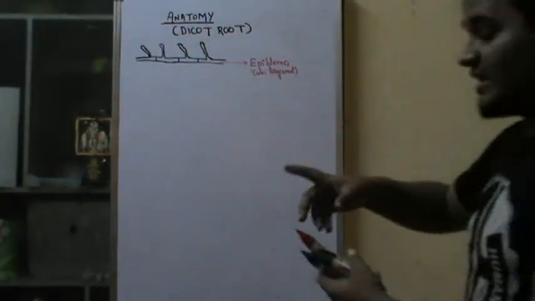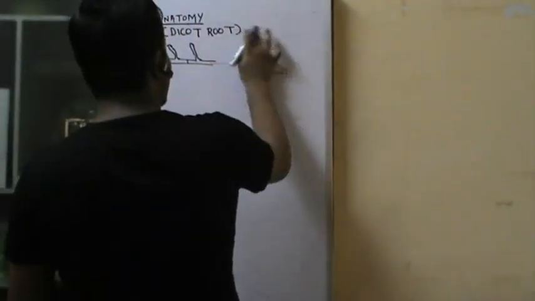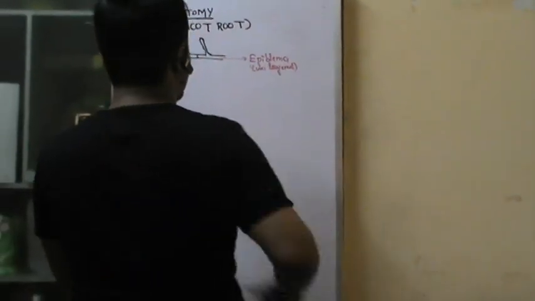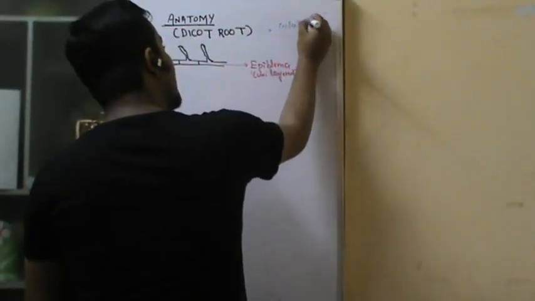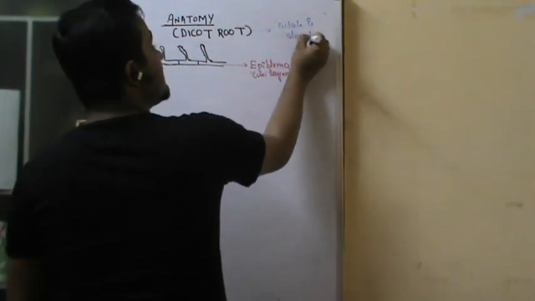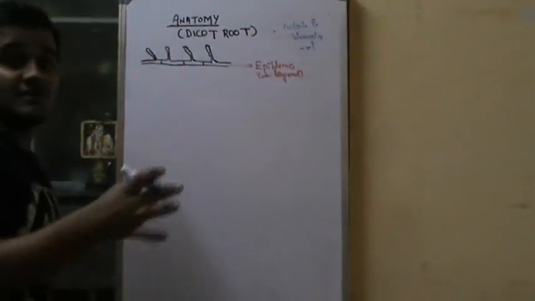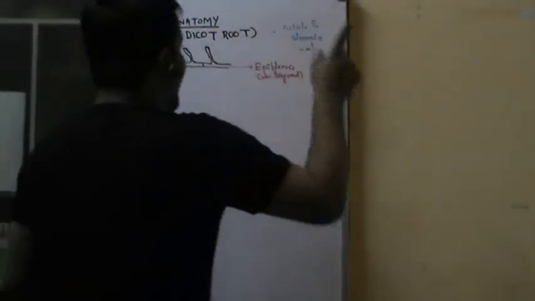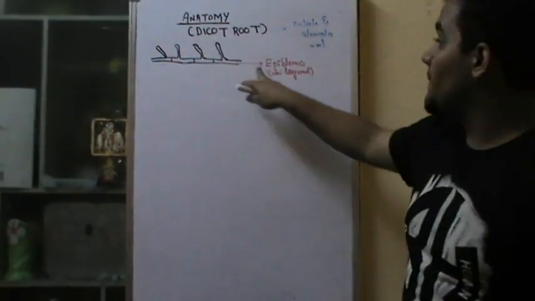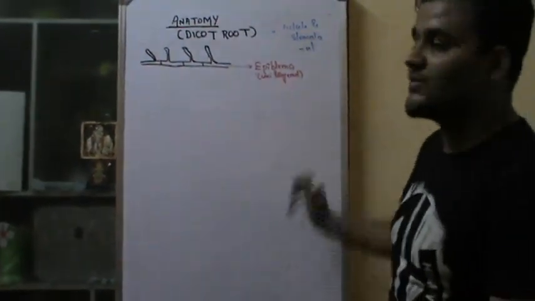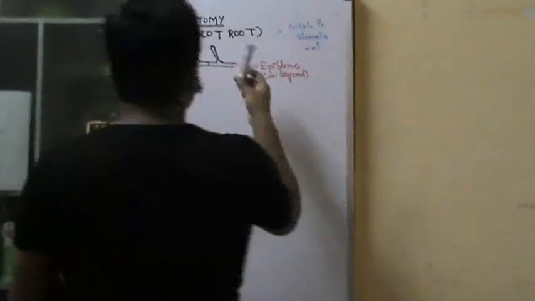Always remember, cuticle and stomata in case of dicot root are going to be absent. Cuticle and stomata are something which are absent in case of dicot root, okay? Other than this, always remember this: there is no cuticle in dicot root. Thus the epidermis is called epiblema as per NCERT and is going to be unistratose. Okay, then comes your so-called layers, something like this.